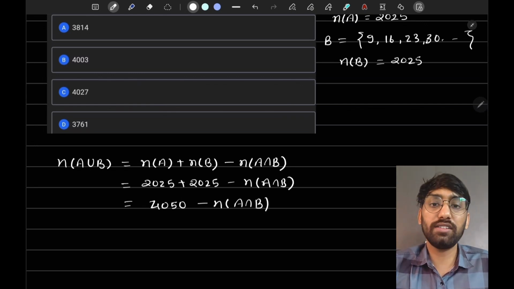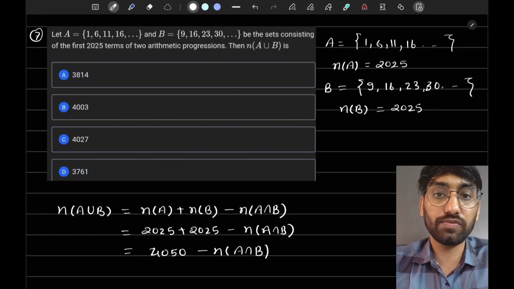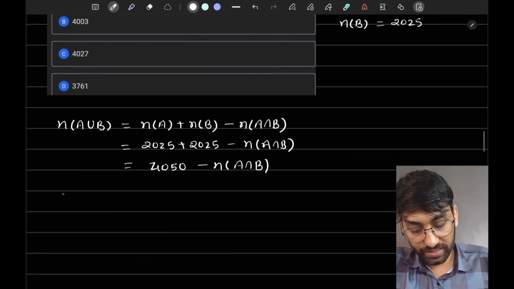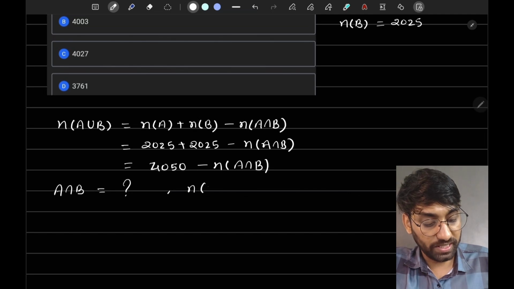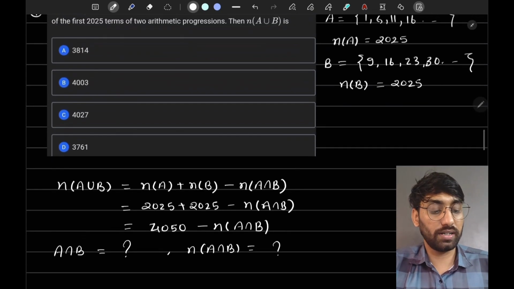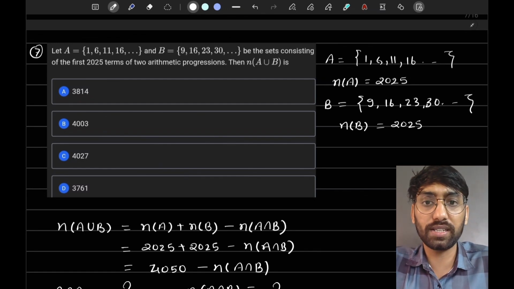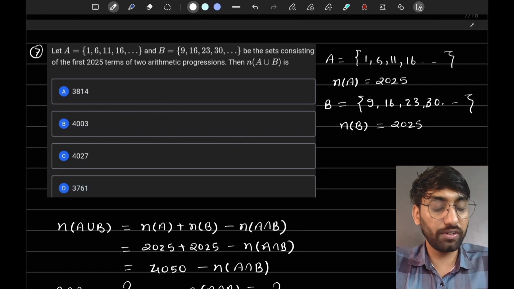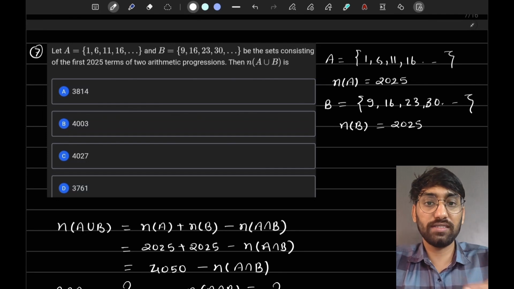Correct? Now what do I need to find? I need to find the common term sequence. It means I need to find the terms which are in A as well as in B, that is A intersection B, and how many elements there will be in it. For that there is a result: if we have two arithmetic sequences, then the common term sequence will also be an arithmetic progression, with common difference the LCM of the two common differences.